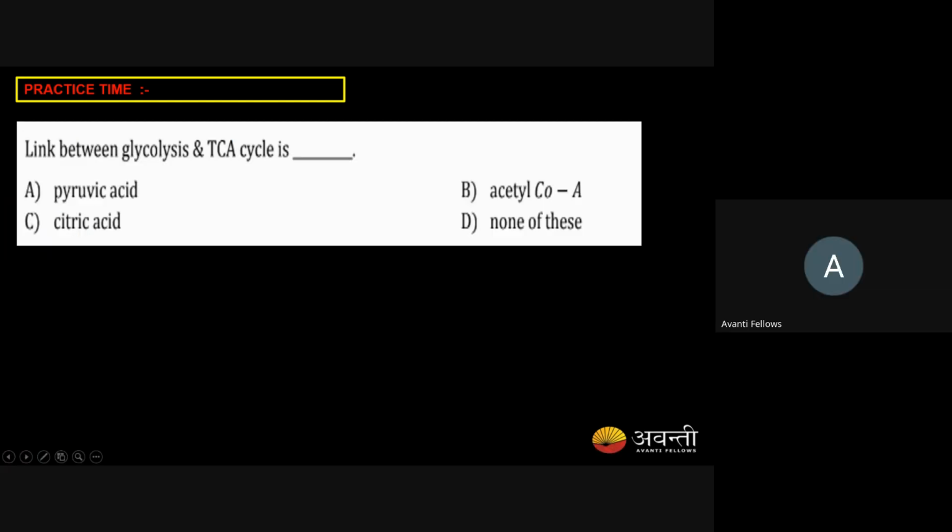Yes, ma'am. Next question. What is the link between glycolysis and TCA cycle, also known as Krebs cycle? Link बताना है. Option B. Everyone. Anushka is saying C. Shikha is saying B.